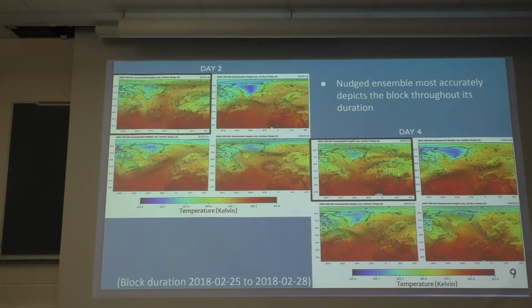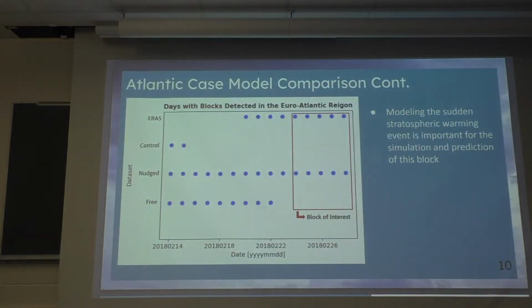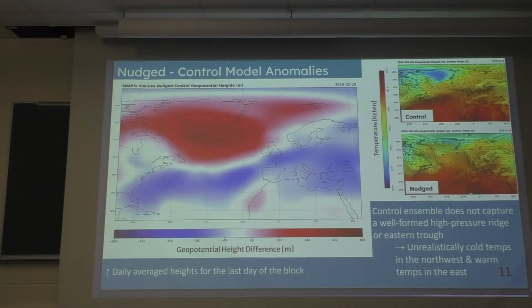I also have this nice little figure that shows the days in which blocks were actually detected in this region for each model. And as you can see, only the nudged ensemble captures the block that is seen in the ERA5 data, which suggests that modeling the sudden stratospheric warming event is important for the simulation and prediction of this block. I also have a plot of the difference in the geopotential heights, specifically between the nudged and the control ensembles, to highlight the difference just between those ensembles, and it's the nudged minus control.